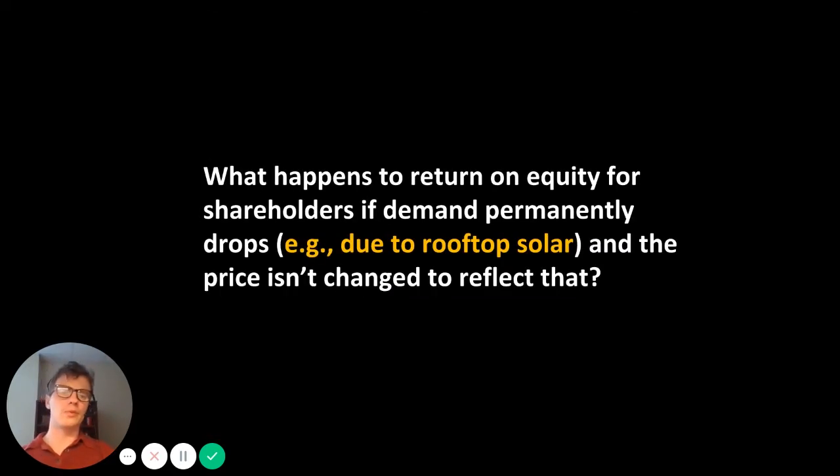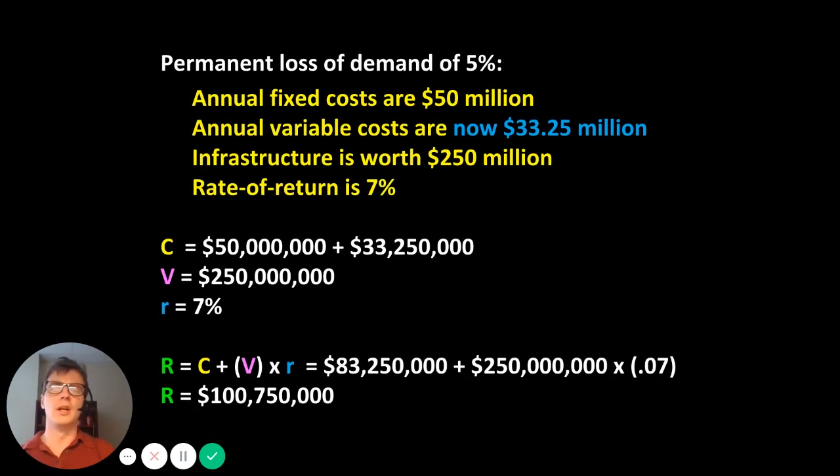So what happens to return on equity for shareholders if demand permanently drops? Customers are adopting rooftop solar, and the price is not changed to reflect that. So let's look at that situation. We're assuming a permanent loss of demand of 5%.